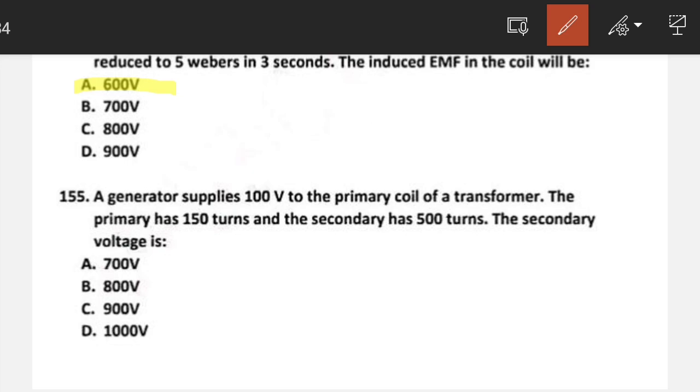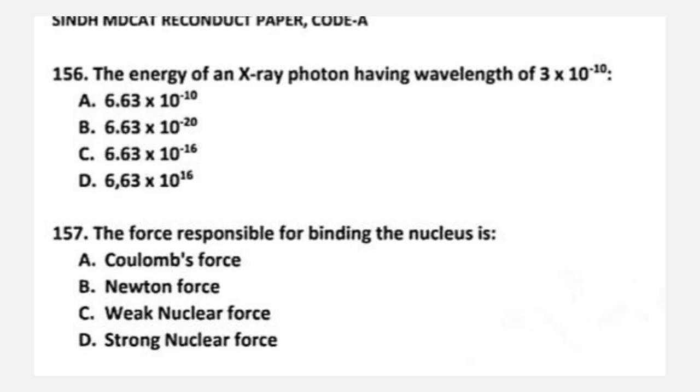Okay, so here when you put the values in the formula, there will be the answer, and here the answer will be option D, 1000 volts. So the correct option will be option D.